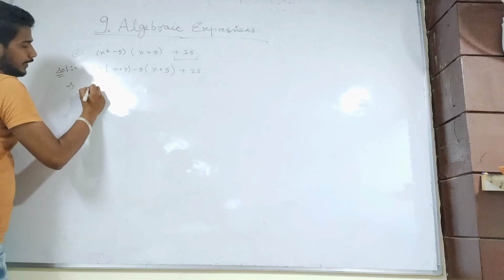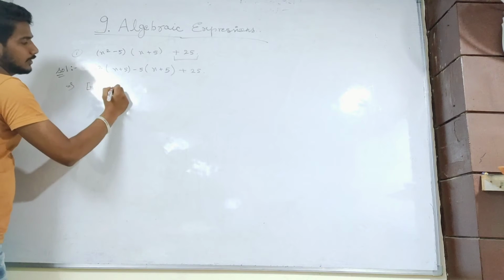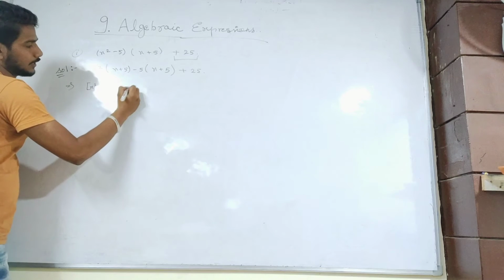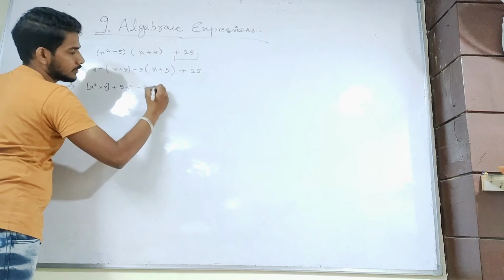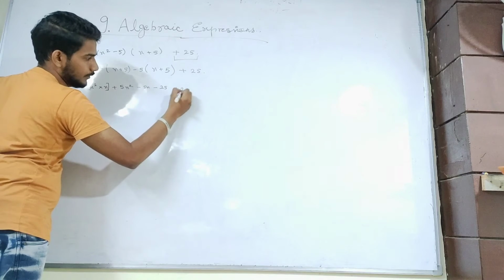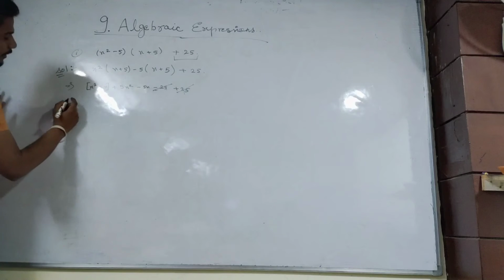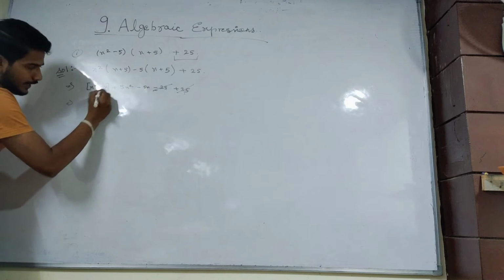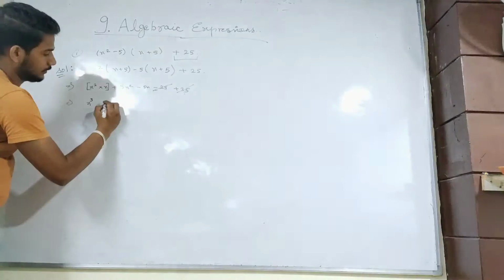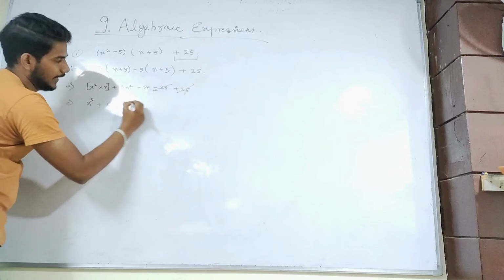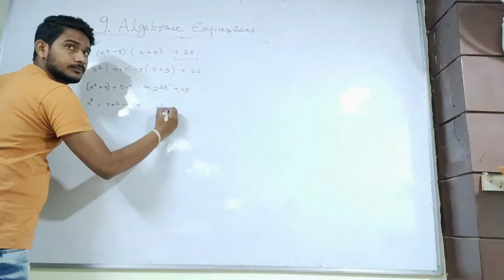It will be x square into x, then plus 5x square minus 5x minus 25 and plus 25. This minus 25 and this plus 25 will cancel, and the remaining is x square into x, which is x to the power 3, or you can call it x cube, plus 5x square minus 5x. This is the answer of this question.